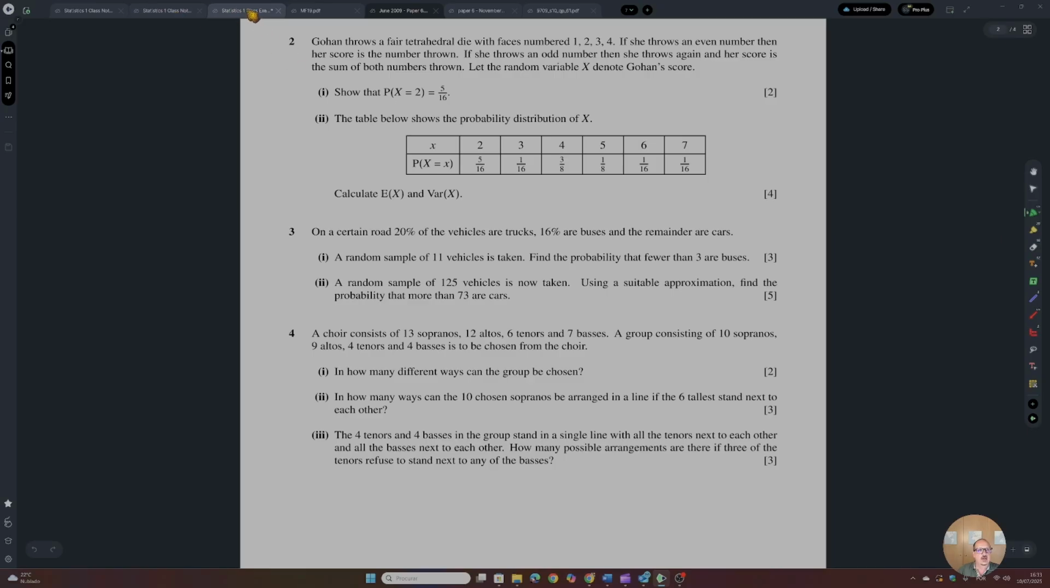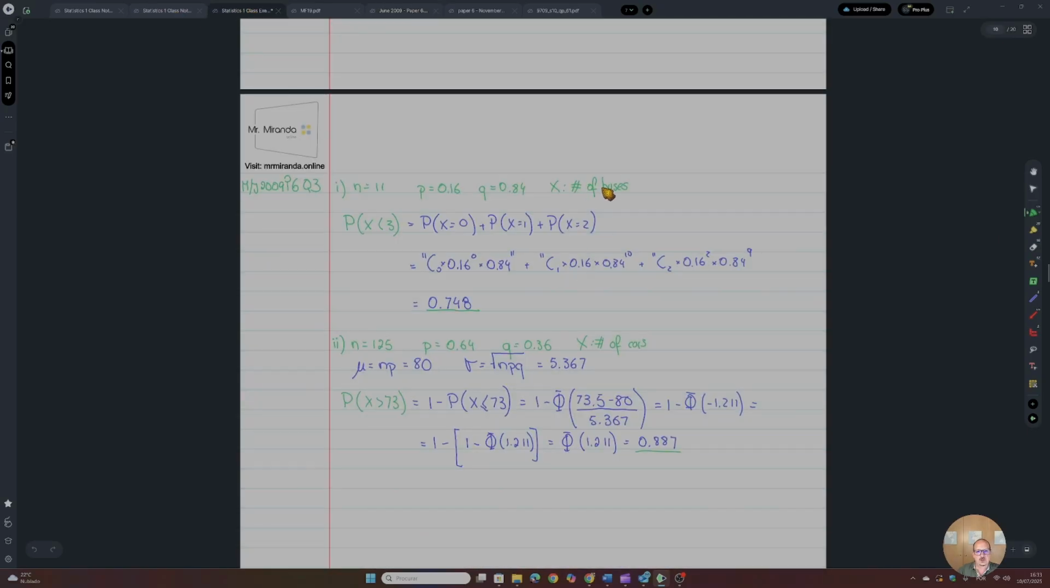So if x is the number of vehicles that are buses, you want P of x smaller than 3. That corresponds to x being equal to 0, 1, and 2. Use the formula for the binomial distribution for all these values, and here you have the result.